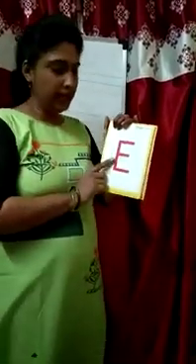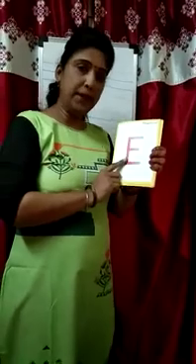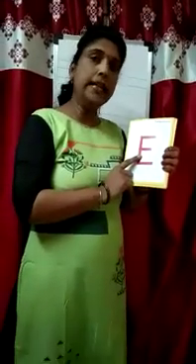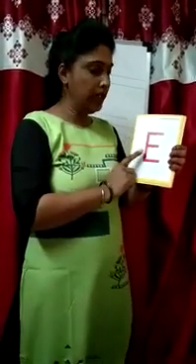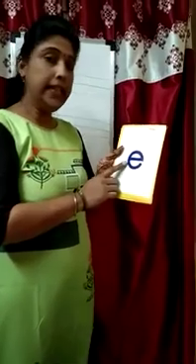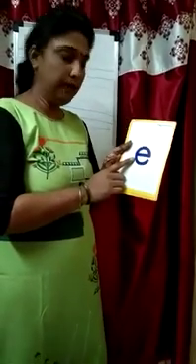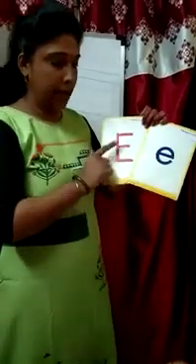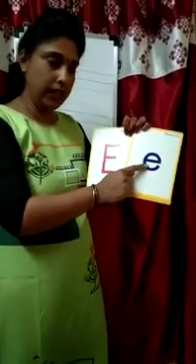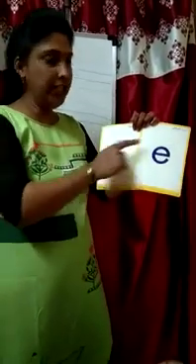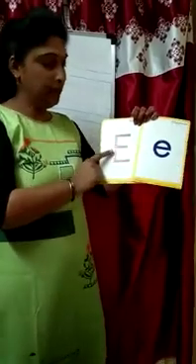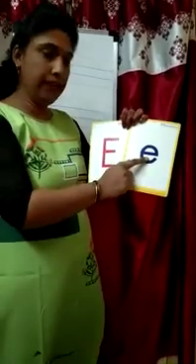Now kids, today we start our session with a new alphabet. I am going to start the new alphabet E. See kids, this is capital E. E for engine. Now kids, see, this is small e. E for envelope. Capital E, small e. E for engine, E for envelope.